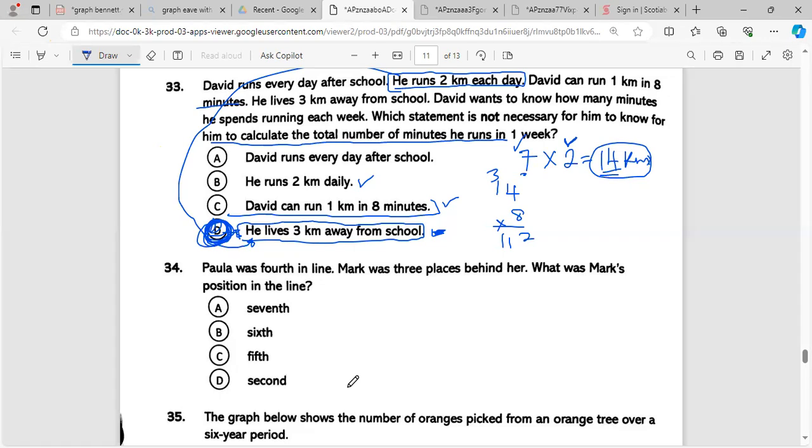Okay. Paula was fourth in line. Mark was 3 places behind her. What was Mark's position in the line? Mark's position in the line is, yeah, 7th place. You know this, because 3 plus 4 is 7. 4 plus 3, 7. Everybody agree? Yes, sir, because 4 plus 3 is 7.